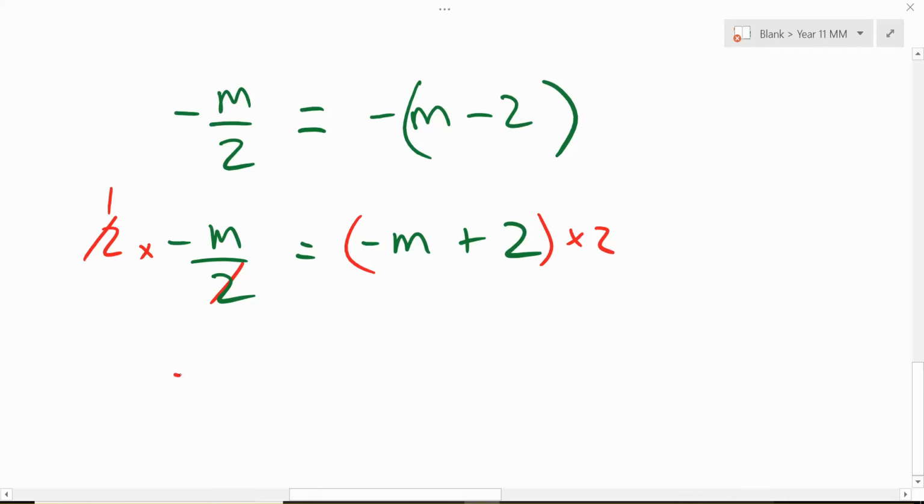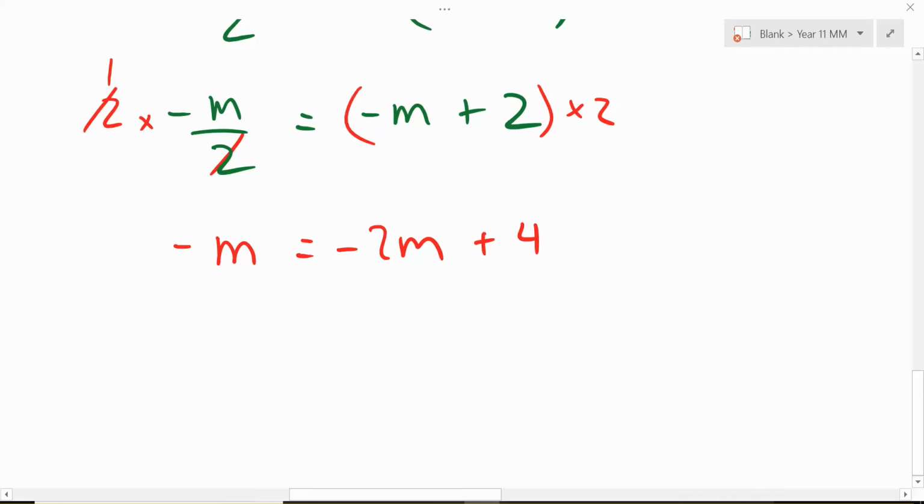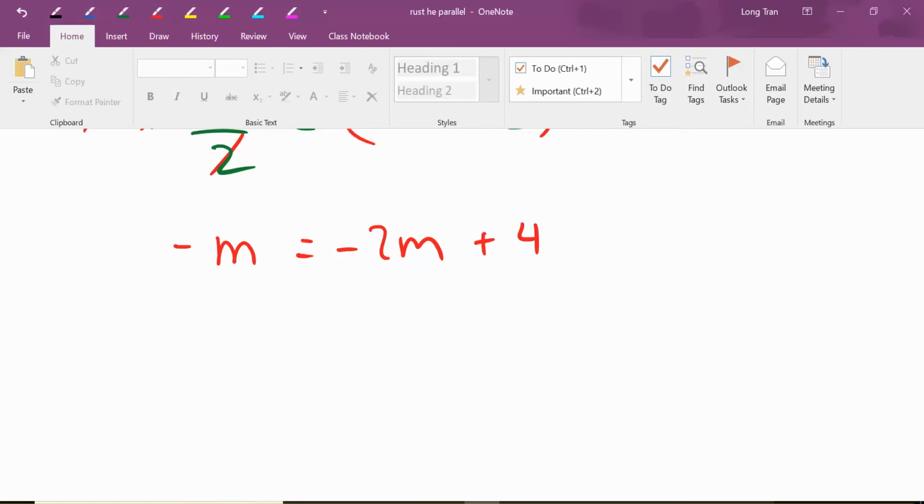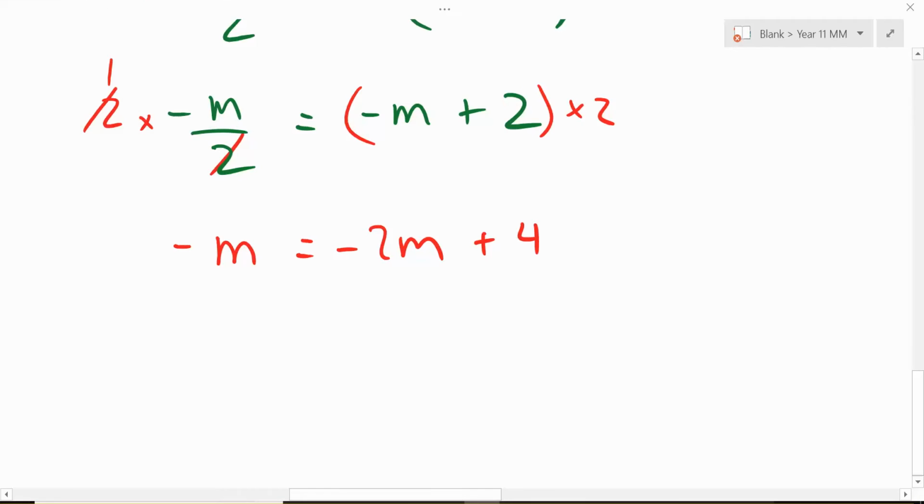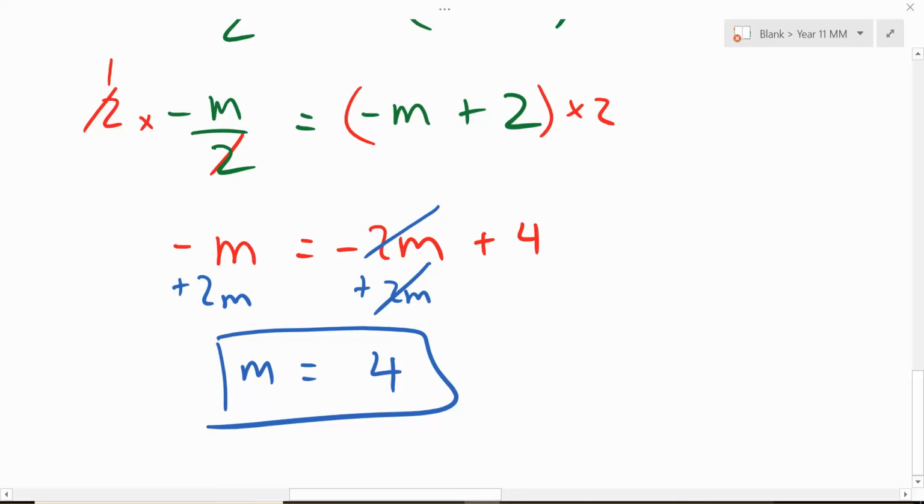So now I have negative m is equal to 2 times negative m gives you negative 2m. 2 times 2 plus 4. I'm almost able to solve m now. Okay, so what I would do here, I try to collect all the m's together. And I can say, well, since that's minus 2m, if I want to remove that, I can say plus 2m. Plus 2m. Negative 2m plus 2m cancels out. So 4 equals 2m minus m. What's 2m minus m? m. You got m equals 4.